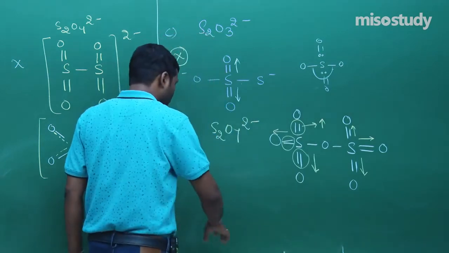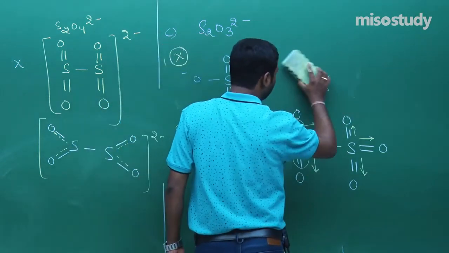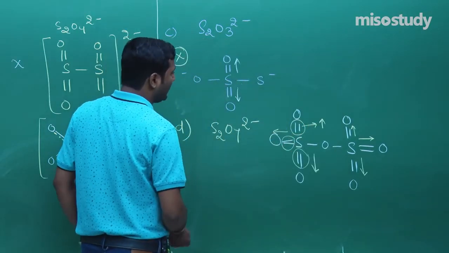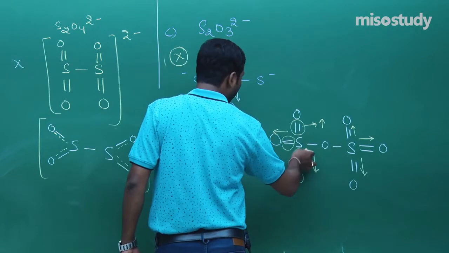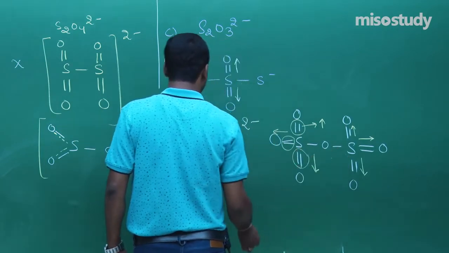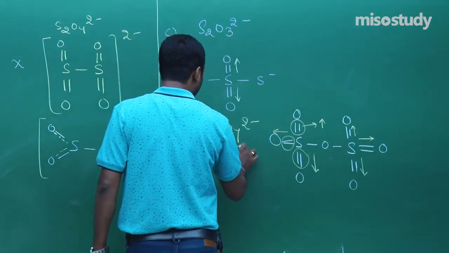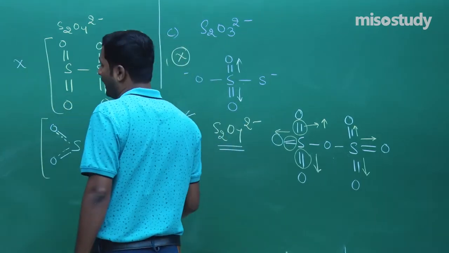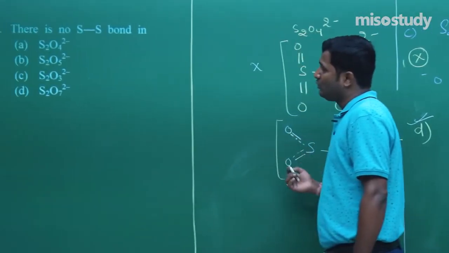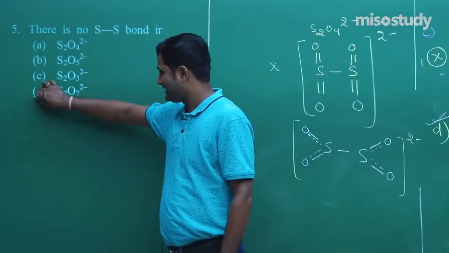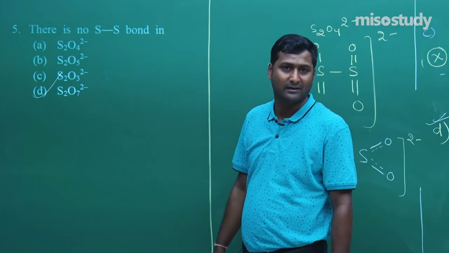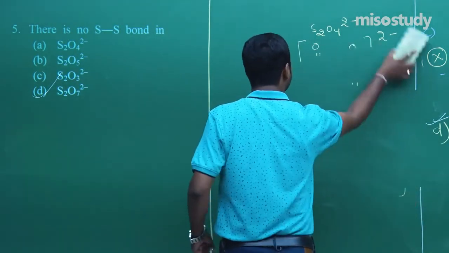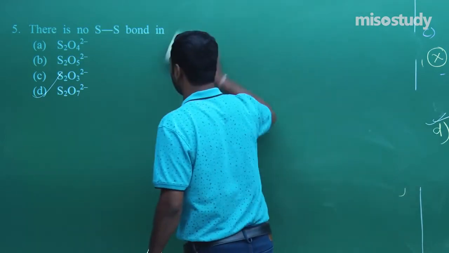Clear, friend? So you can easily observe in this case that the S-S bond is not here. So D is the correct option, S2O7 2-. So what we say is that there is no S-S bond in the case of S2O7 2-. Clear, friend? Now I'm going to rub this part and we'll move towards the next section. Wait for a moment, give me a few seconds.